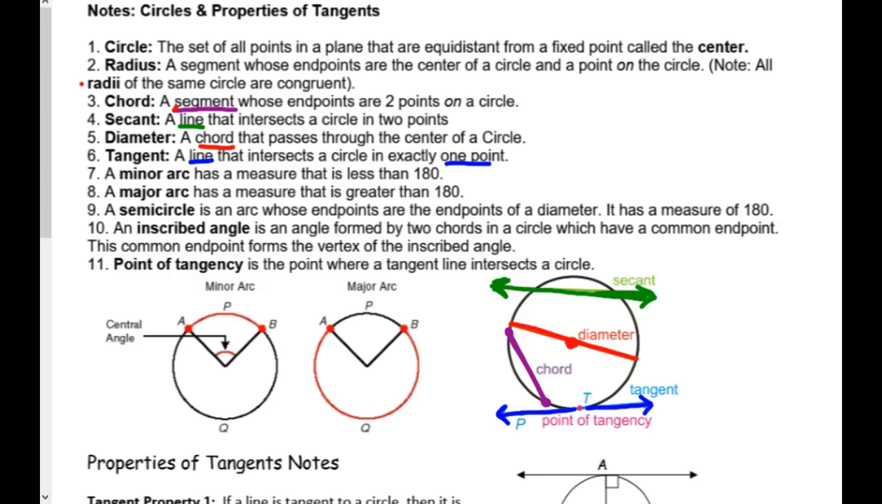So, anyways, a tangent is on the edge. Secant and chord go through it. Okay. See the differences? Okay.